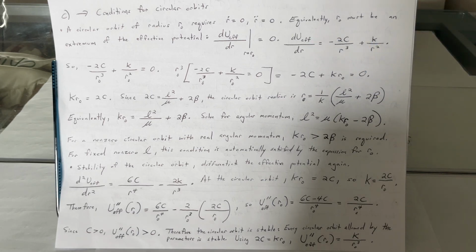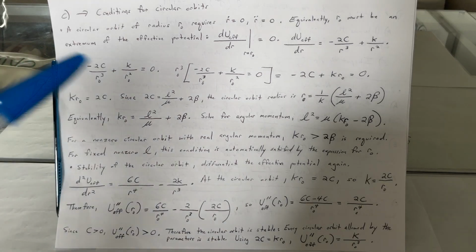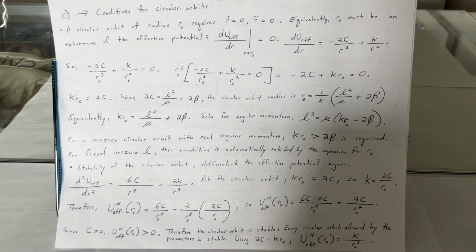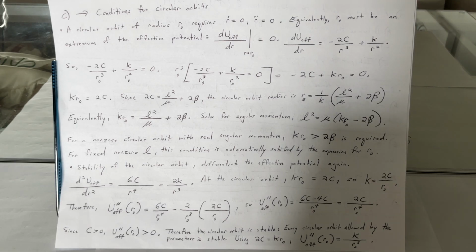So du sub EFF dr equals negative 2c over r cubed plus k over r squared. So negative 2c over r naught cubed plus k over r naught squared equals 0. Multiplying through by r naught cubed, we get negative 2c plus k r naught equals 0. So k r naught equals 2c, and since 2c is L squared over mu plus 2 beta, we could say the circular orbit radius is r naught equals 1 over k times the quantity L squared over mu plus 2 beta. So equivalently, k r naught equals L squared over mu plus 2 beta.